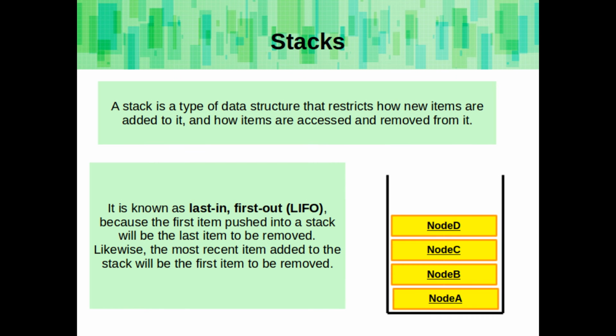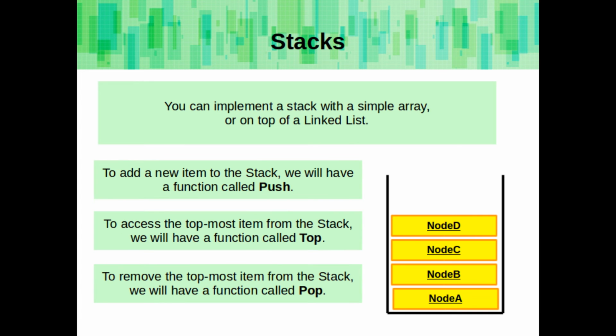A stack is a type of data structure that restricts how new items are added to it, and how items are accessed and removed from it. It is known as last in, first out, because the first item pushed onto a stack will be the last item to be removed, and likewise, the most recent item added to the stack will be the first item to be removed. You can implement a stack with a simple array or on top of a linked list. To add a new item to the stack, we will have a function called push. To access the topmost item from the stack, we will have a function called top. And to remove the topmost item from the stack, we will have a function called pop.